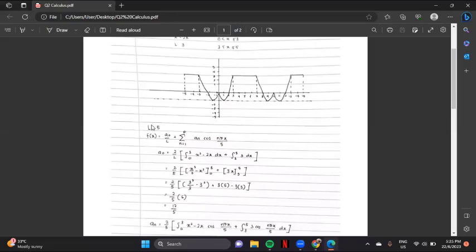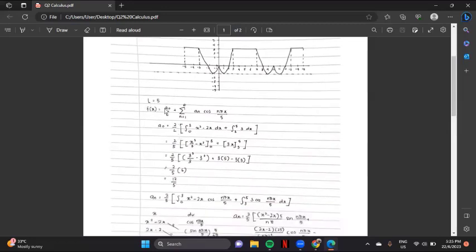The formula is 2l over p. That means the L is 5, and this is the general equation we can get. The first one, we need to find the A naught. After we use all this formula equation, we can get the A naught is 12 over 5.